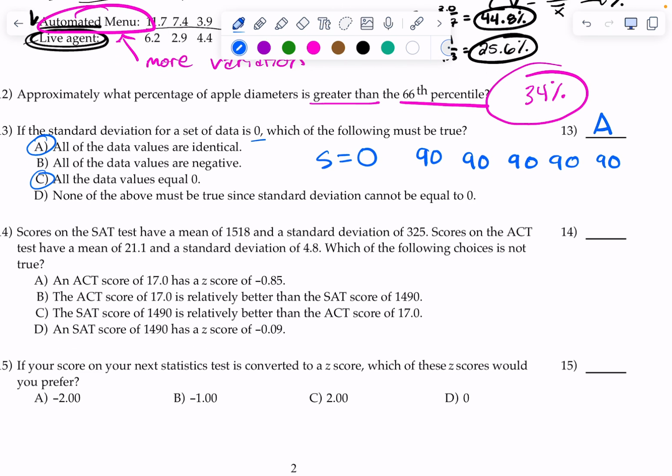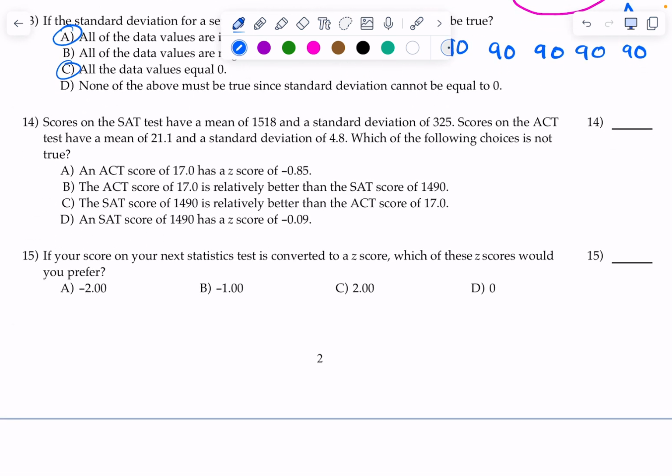All right, let's go to 15 and then let's go back to 14. I think we've had 15 as a question already. If your score on the next stats test is a z-score, which z-score would you rather have? 2. Why? What does 2 mean? That means you're 2 standard deviations above the average. That's what I would like. C? Okay.